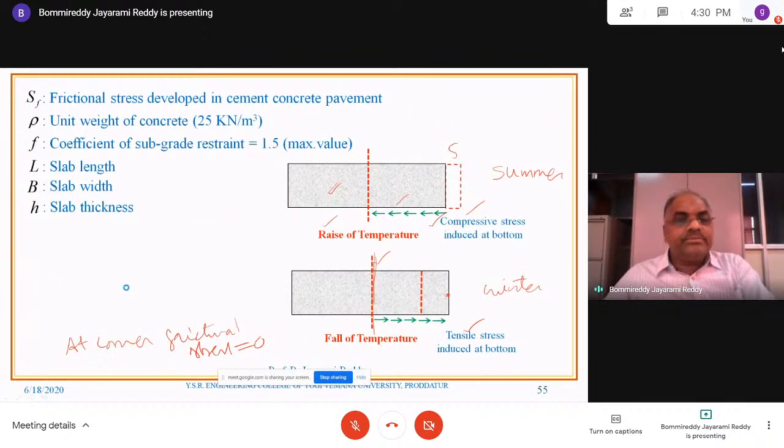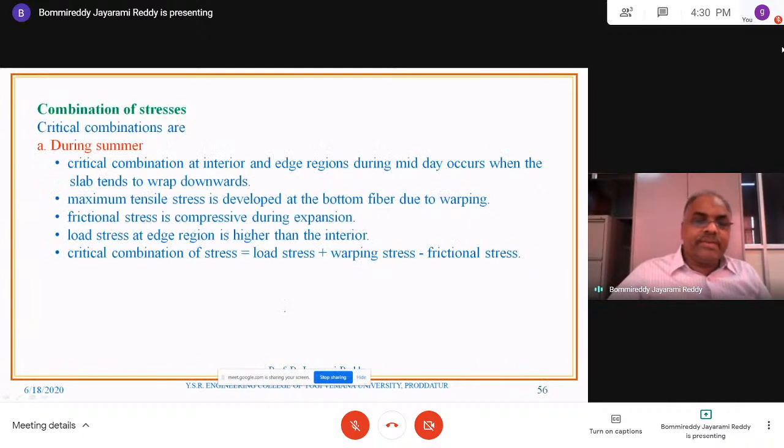Of course, already completed. Next, combination of the stresses. So we have to look at the various worst combinations during summer. What is the possible worst case? We can call it the critical combination of the stress. The critical combination of the interior and edge regions during midday occurs when the slab tends to warp down.